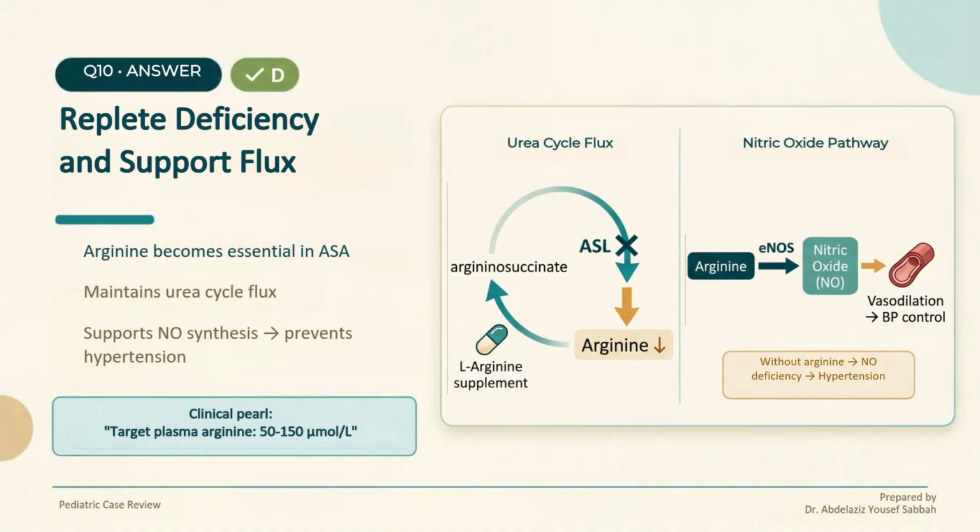The correct answer is option C. In Argininosuccinic Aciduria, arginine becomes conditionally essential. Although several amino acids upstream of the block are elevated, the body cannot produce adequate arginine itself because the lyase reaction that normally generates arginine has failed. Supplementing arginine serves two purposes. First, it maintains urea cycle flux and helps the cycle clear nitrogen more effectively. Second, arginine is the substrate for nitric oxide synthesis, and adequate nitric oxide supports vasodilation and helps prevent hypertension. A useful clinical pearl is to target a plasma arginine of 50 to 150 micromoles per liter.